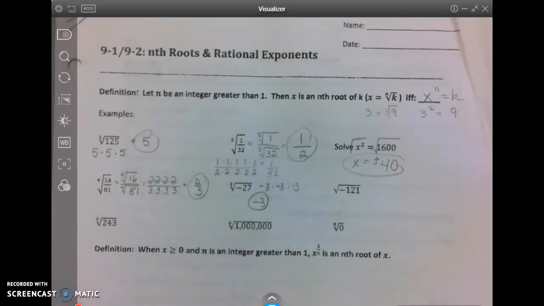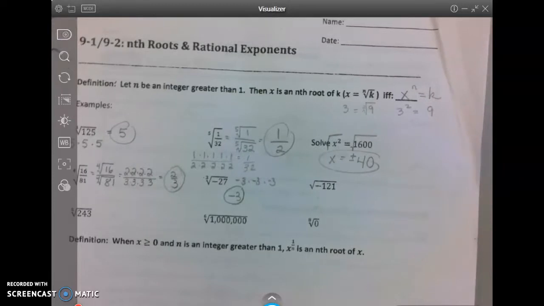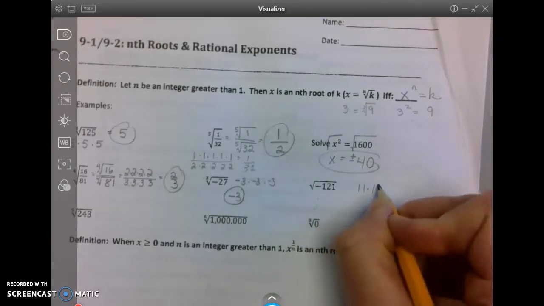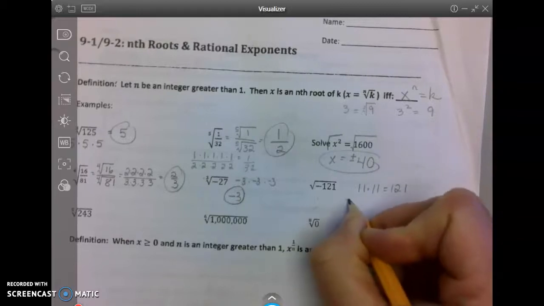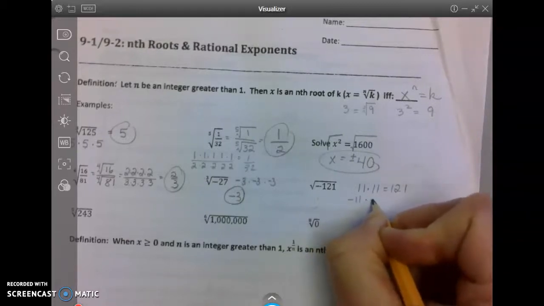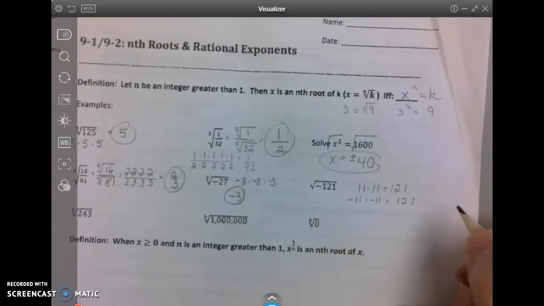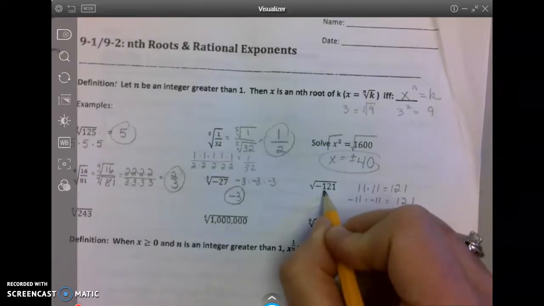But negative 121, the square root of negative 121. Okay, well, I know the square root of 121 is 11. 11 times 11 is 121. Negative 11 times negative 11 is 121. So how can I get a negative 121?